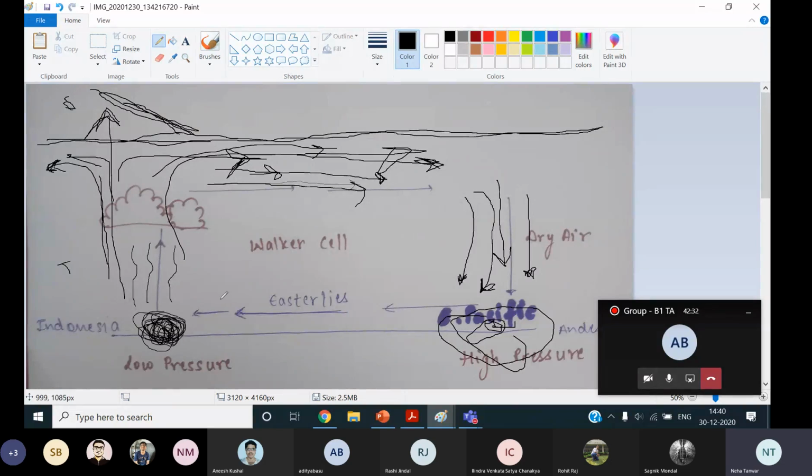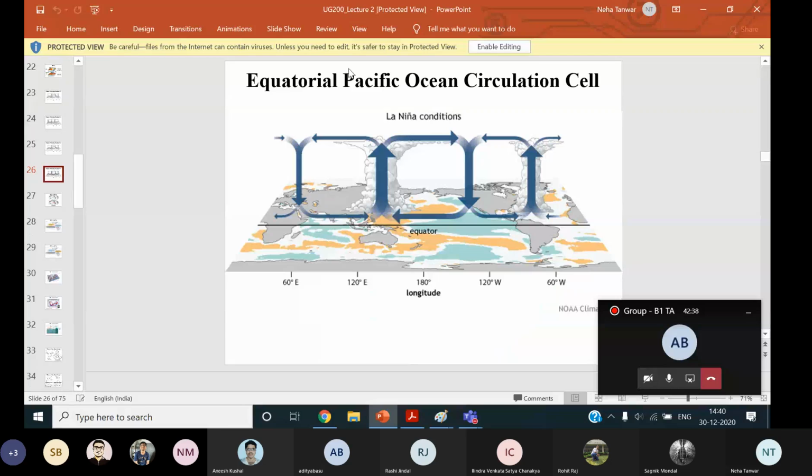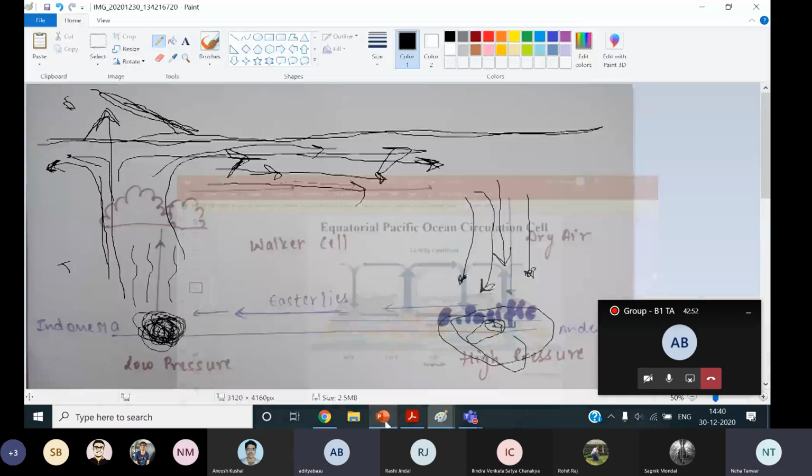This is one circular cell. We have three or four circular cells. Let's see it here. You see, all these are actually Walker cells. So part of the air is deflected towards east and part of the air is deflected towards west. Yes, ma'am. Thank you.